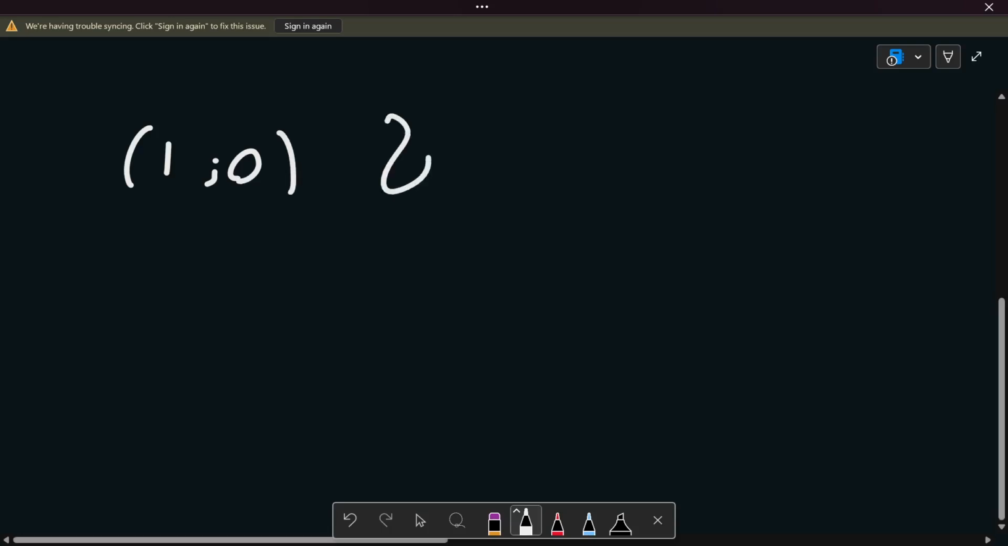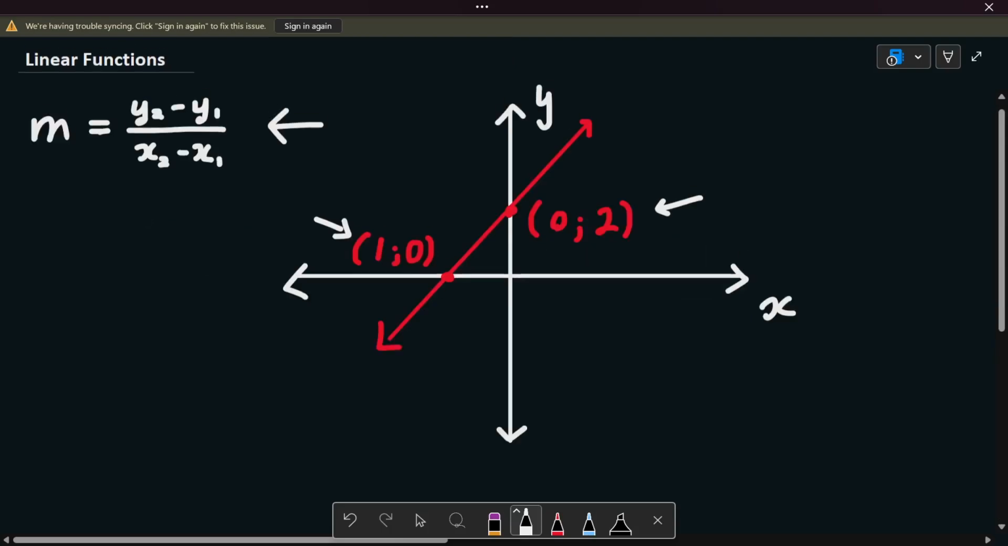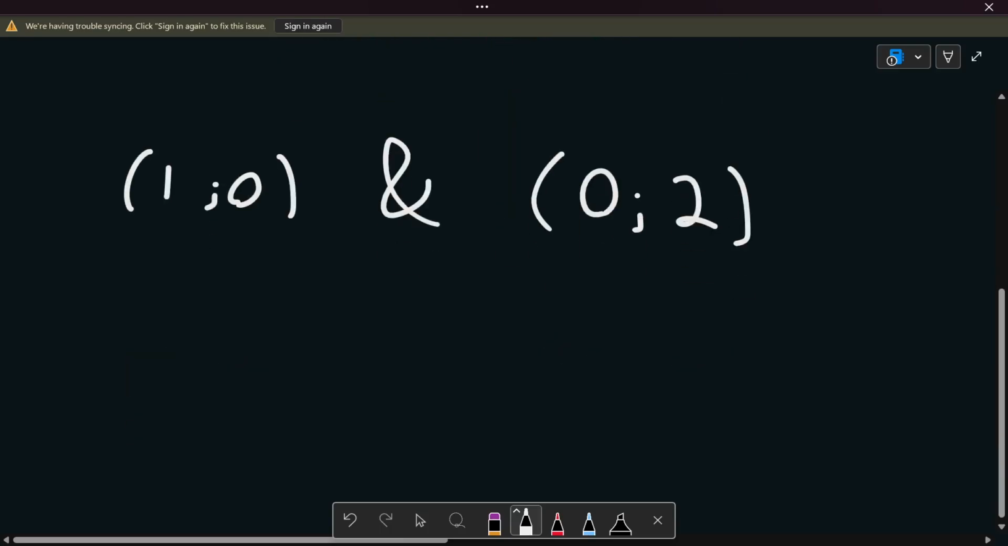And we also have 0 and 2. Now, what do we do in order to plug those values into the formula that we have, which is the gradient formula?